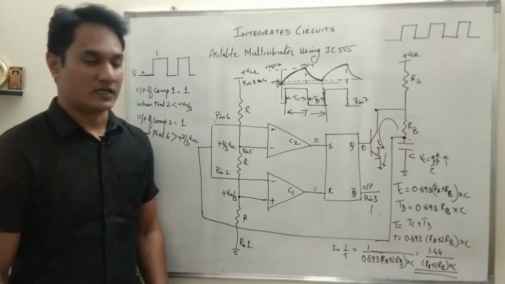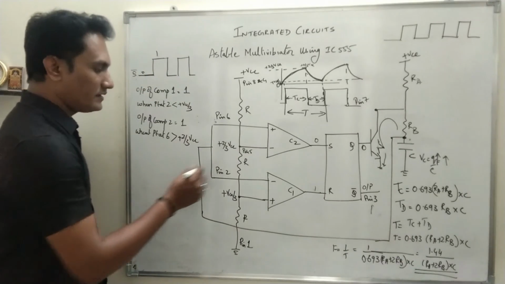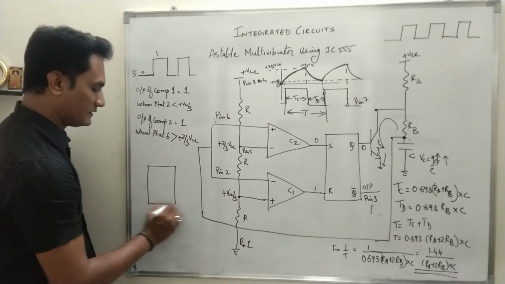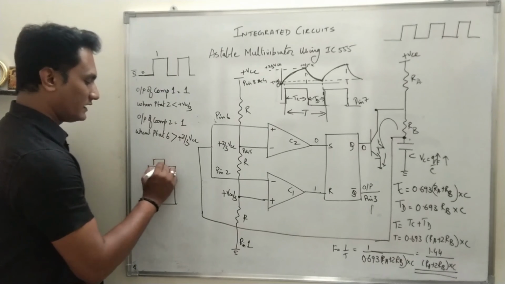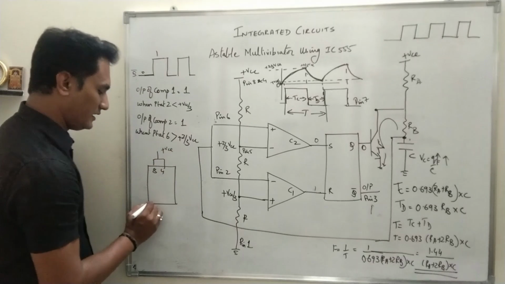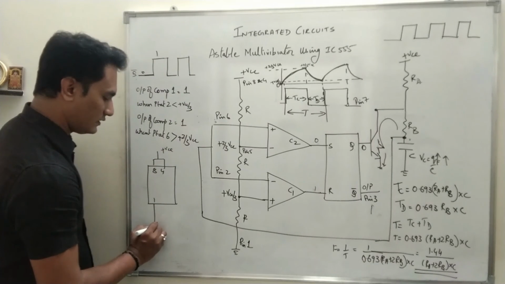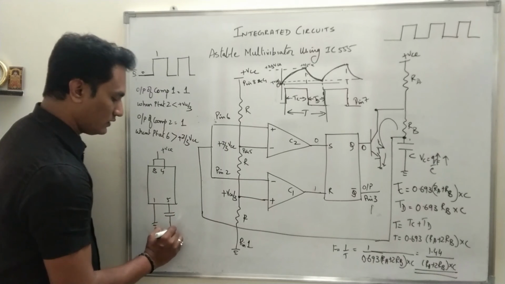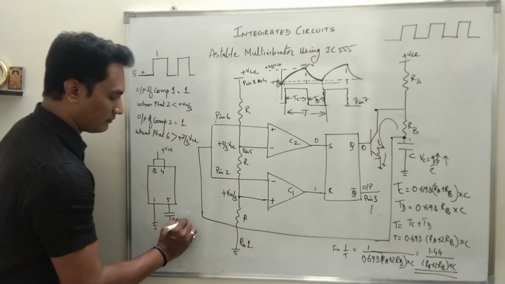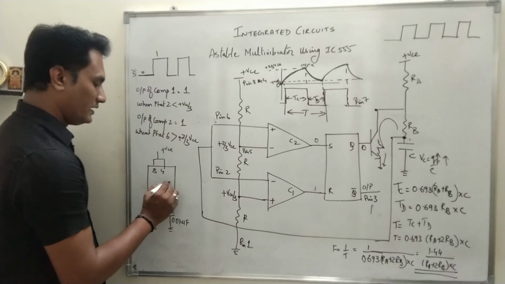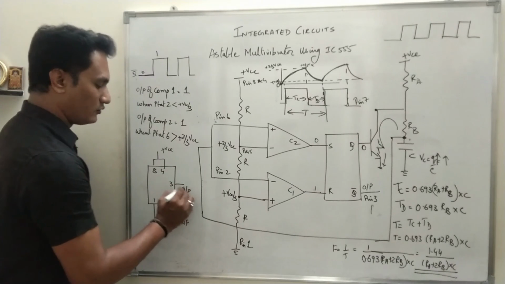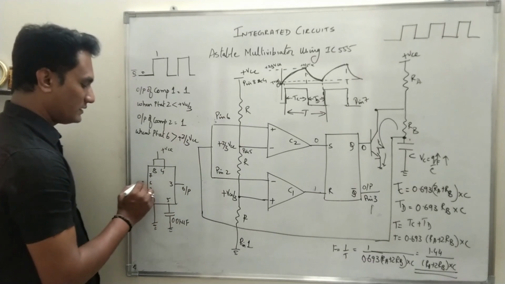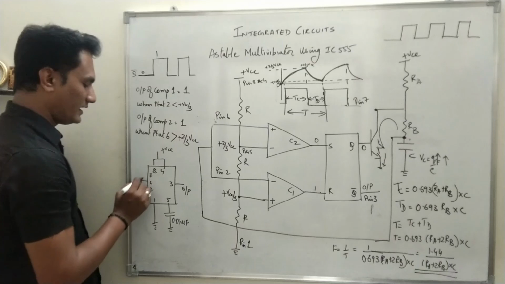I hope you have understood. There is one more diagram based on the IC. If you draw the IC like this, pins 8 and 4 are always connected to plus VCC. Pin number 1 is always connected to ground. Pin number 5 is always connected through a capacitor of 0.01 microfarad. Pin number 3 is for output. This is pin number 7, 6 and 2. In case of an astable multivibrator, pins 6 and 2 are connected together.